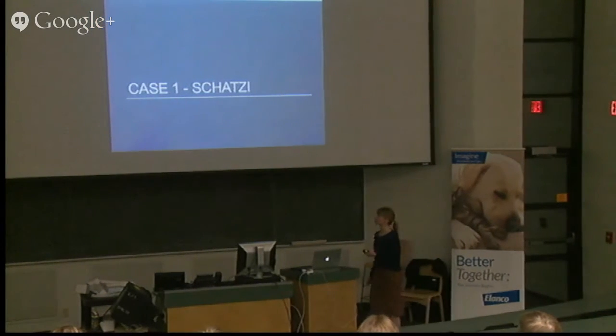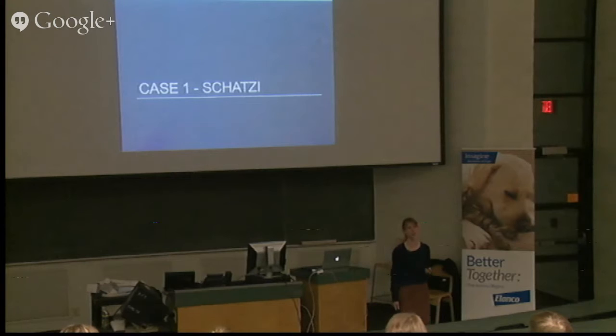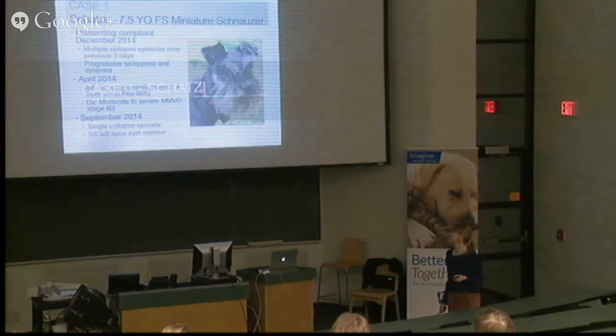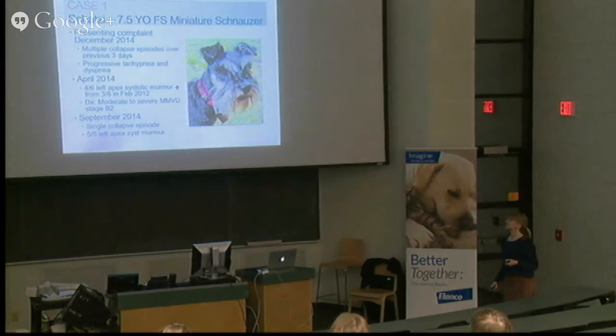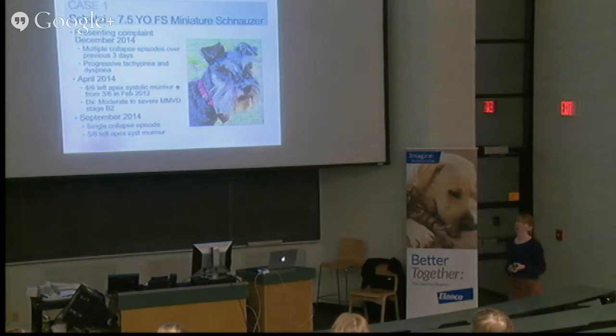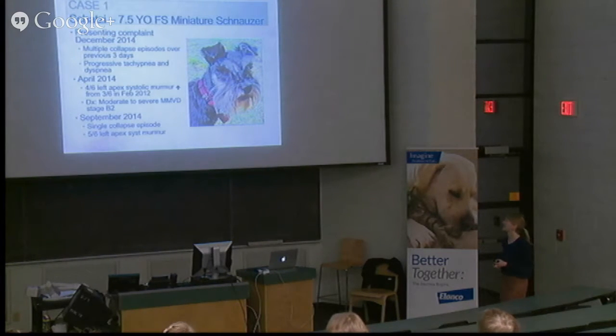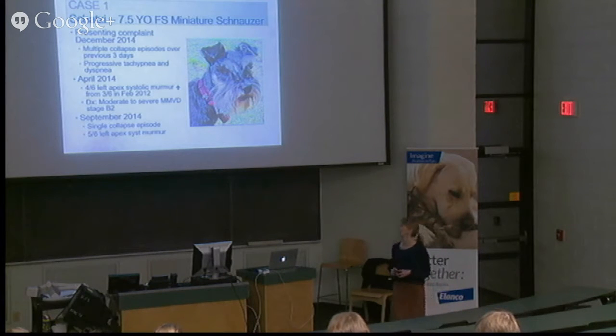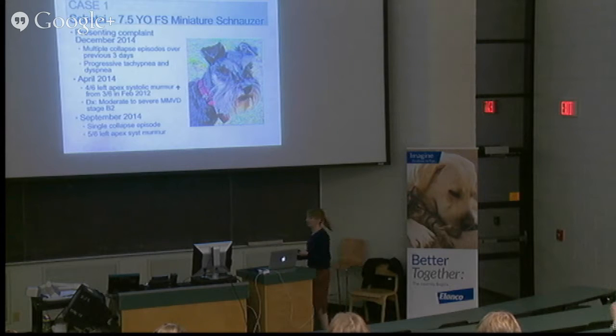Case number one was one of, I think, four schnauzers I had within the run of a month, and they were all collapsing and presenting dyspneic. So Shatzi is a 7.5-year-old female spayed miniature schnauzer. And she presented in December of last year for multiple collapse episodes over the previous 3 days.